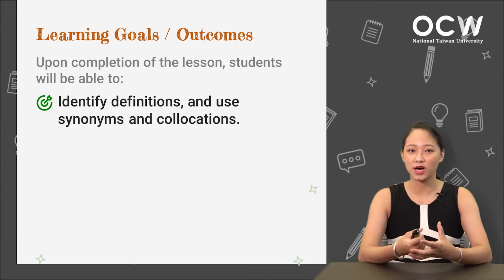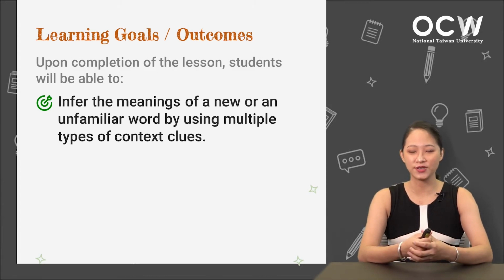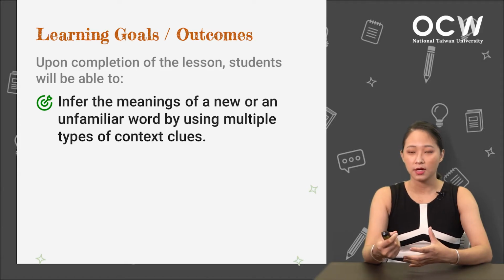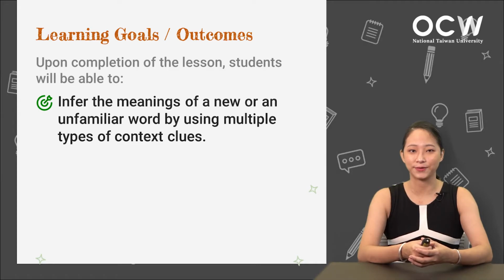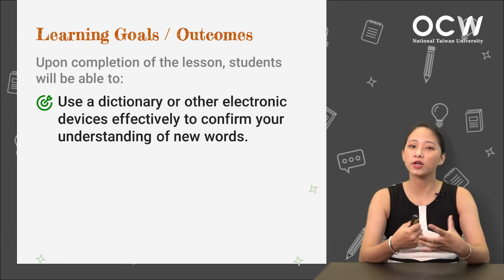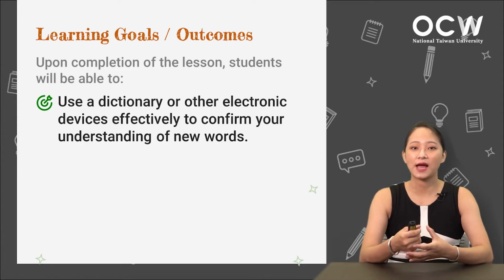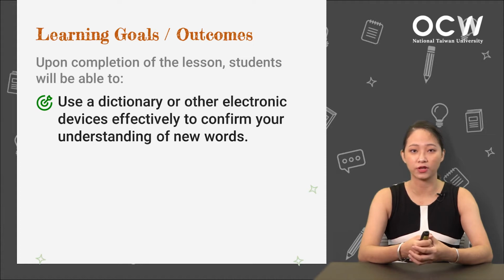The second goal is to identify meaning and use synonyms and collocations to be able to identify the meaning of a word. The third goal is to infer the meaning of a particular word, whether it is new or unfamiliar to you, by using multiple context clues. The fourth goal is to show you how to use electronic devices or a dictionary to help you better understand certain words that you're unfamiliar with.